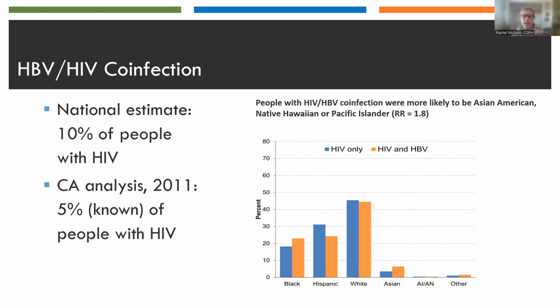That's because hepatitis B is very common in Asia and the Pacific Islands, mostly because hepatitis B as a virus has been around for thousands of years. It's been found in mummies in Egypt, which I think is pretty cool. And that just happens to be where hepatitis B has traveled over time.